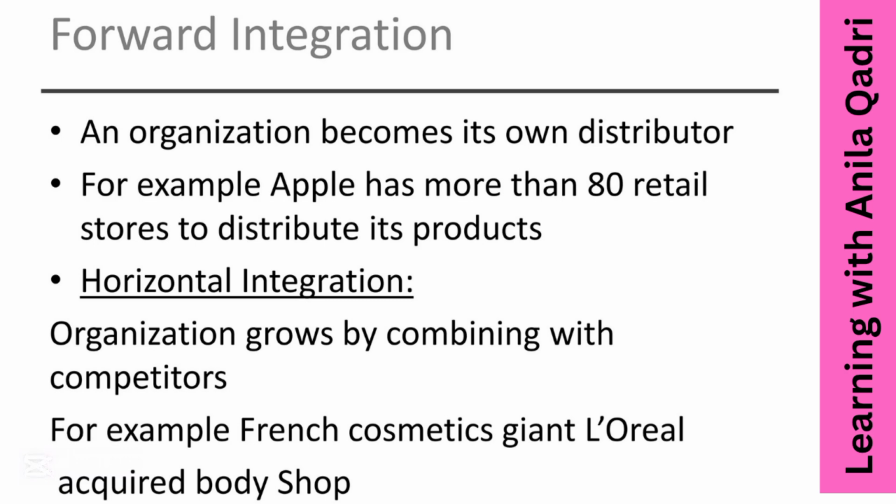What is forward integration? An organization becomes its own distributor. For example, Apple has more than 80 retail stores to distribute its products. Horizontal integration. An organization grows by combining with competitors. For example, French cosmetics giant L'Oreal acquired Body Shop.